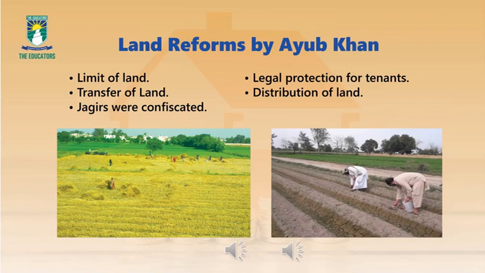Present landlord would hand over the excess land to the government. The landlords would be compensated for their acquired land within 25 years in installments. The Jagirs were confiscated without any compensation. However, Jagirs dedicated to educational, religious, or charitable institutions were exempted.